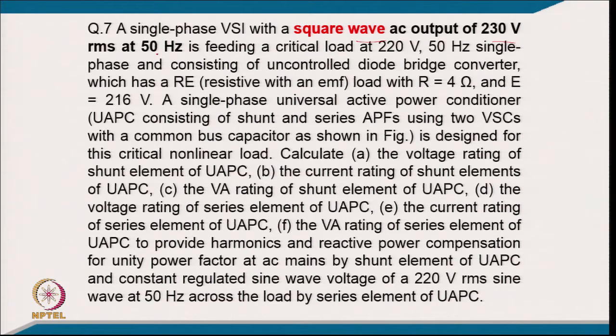Coming to the 7th numerical problem: a single phase voltage source inverter with a square wave AC output of 230 volt at 50 hertz is feeding a critical load of 220 volt 50 hertz, single phase, consisting of an uncontrolled diode bridge converter having a resistive and back EMF load with resistance equal to 4 ohm and E equal to 216 volt. A single phase universal active power conditioner consists of shunt and series active power filters using two voltage source converters. A common DC link capacitor is used, which is designed for the critical non-linear load.